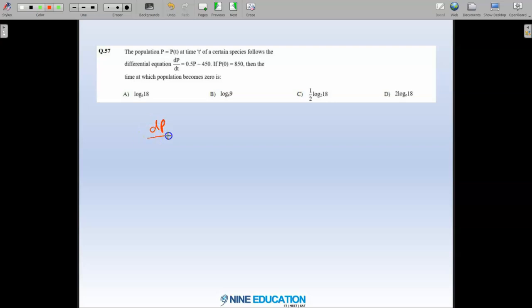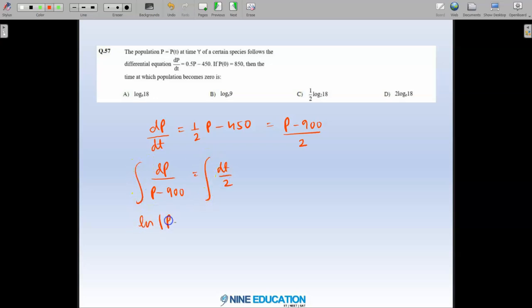So this is a very simple differential equation where we can write dp by dt as half p minus 450. I can write this as p minus 900 by 2. Now I will separate the variables: dp by p minus 900 is equal to dt by 2. Now just integrate this. It will be ln |p minus 900| equal to t by 2 plus some constant c.